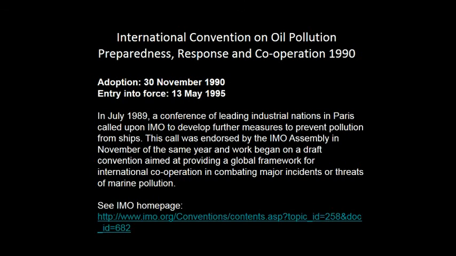And other things, so this is just another convention, just building up the picture of this area. There's the International Convention on Oil Pollution Preparedness, Response and Cooperation. So basically it's about countries getting together and helping each other, being prepared, and a global framework for international cooperation to combat major incidents.